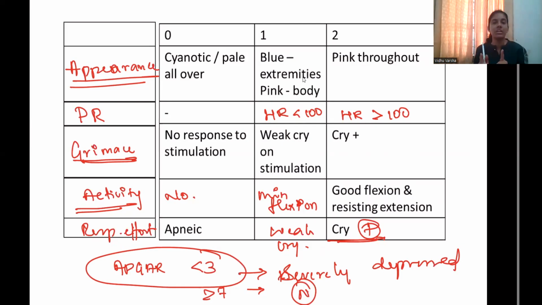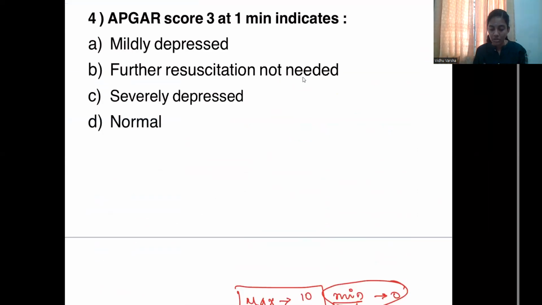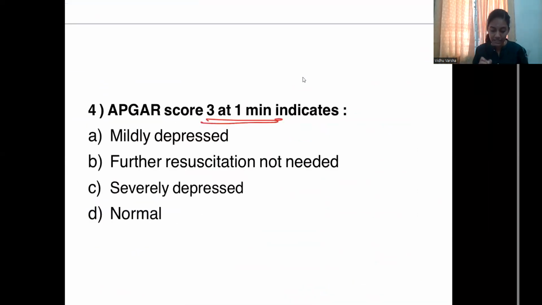That way you have to remember it, because they can ask a question like, Apgar score is mainly used to indicate what? Not your resuscitation efforts. It is mainly used to indicate neonatal mortality. Okay, so going back to our question, an Apgar score of 3 at 1 minute indicates a severely depressed child.